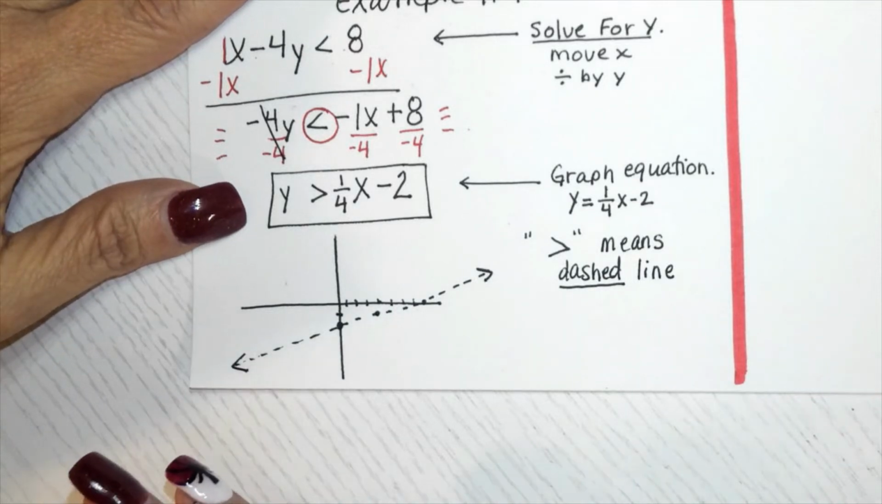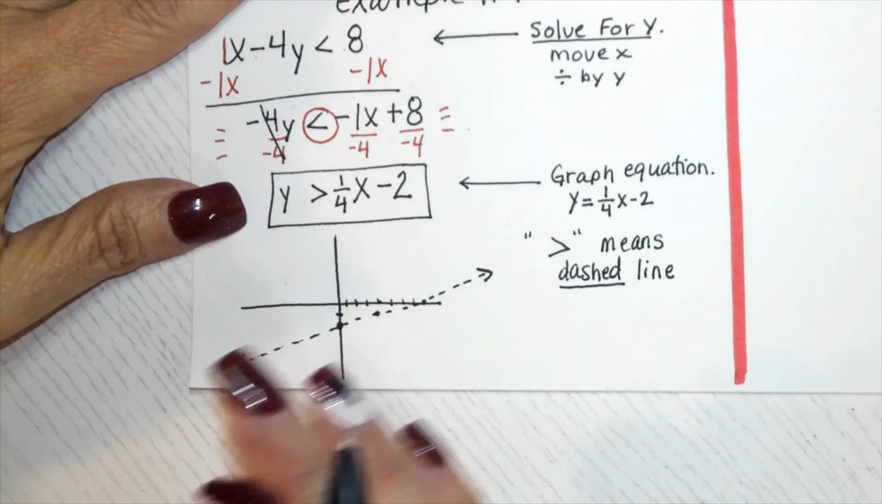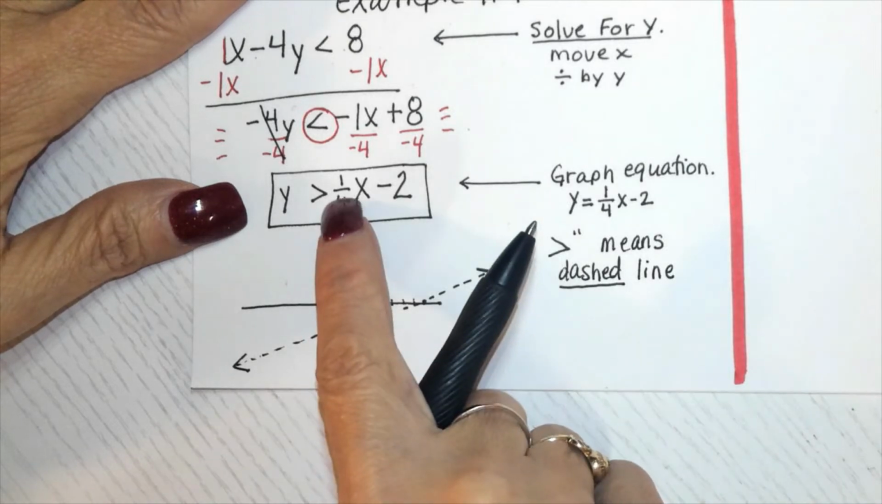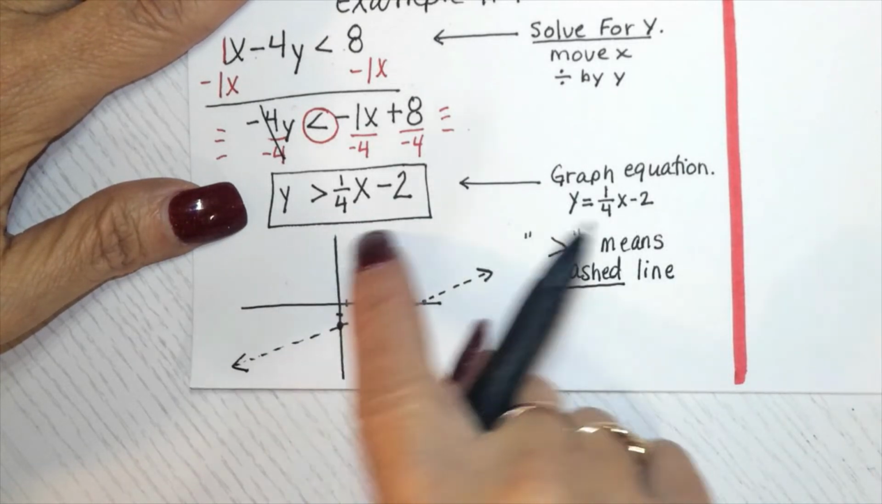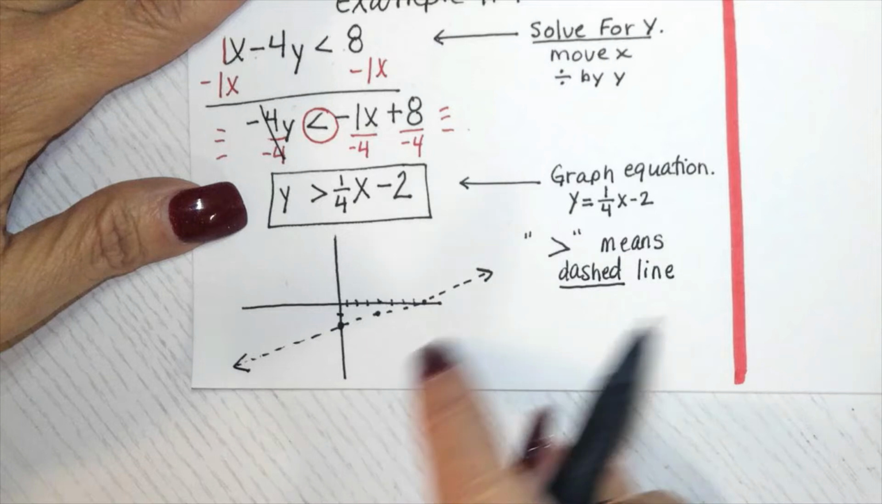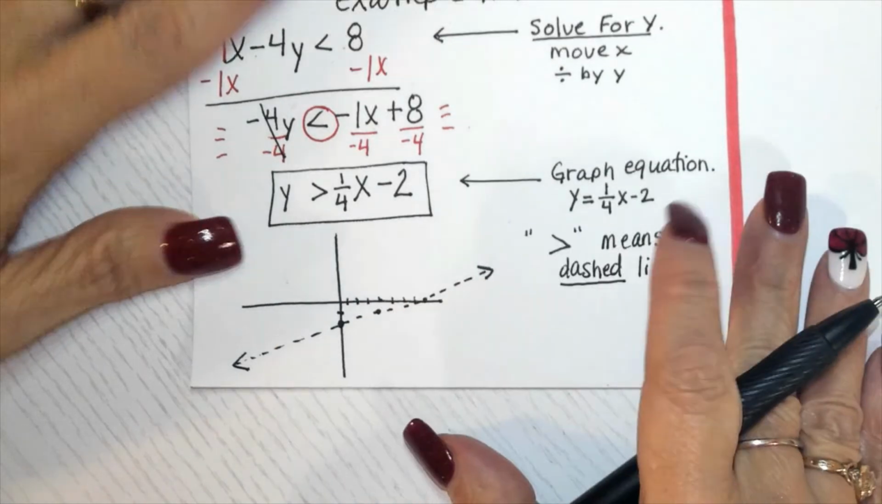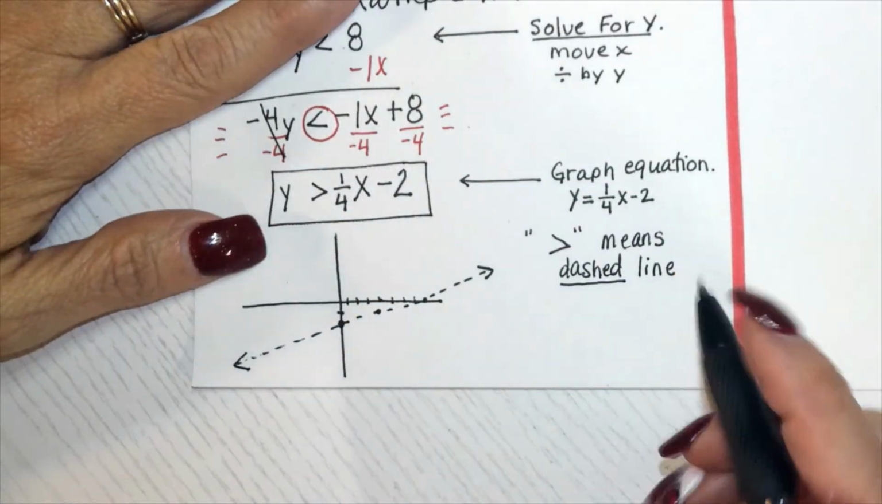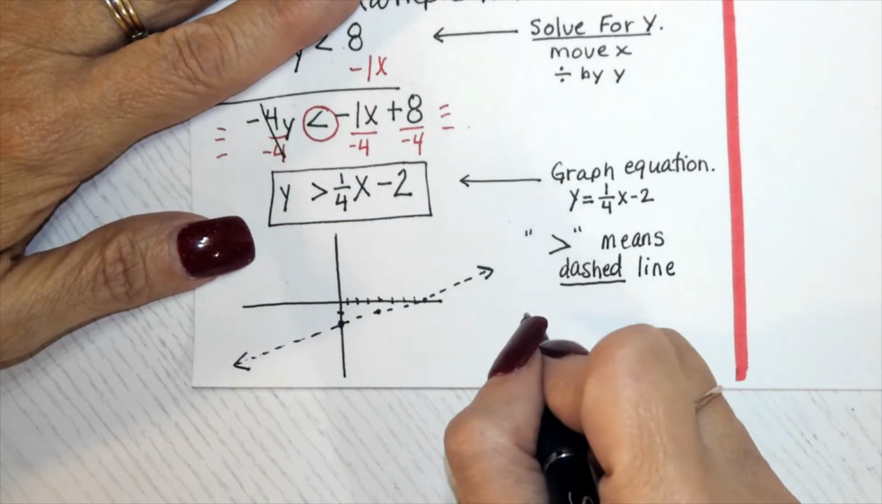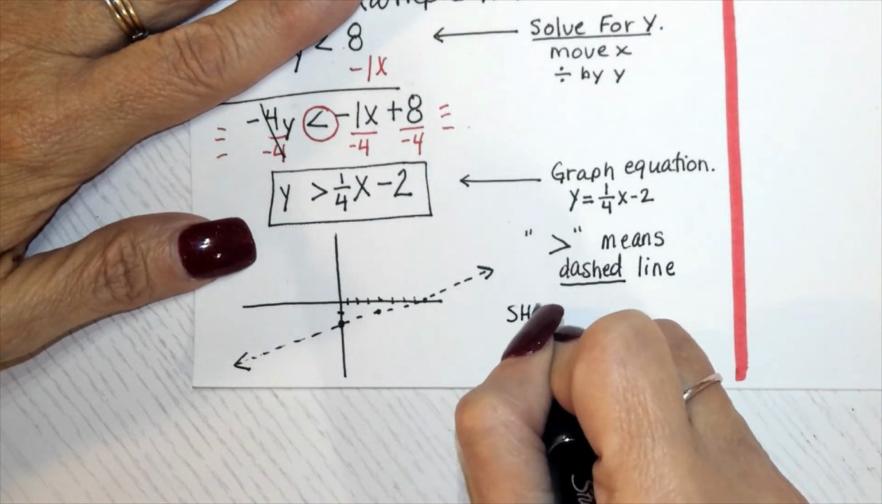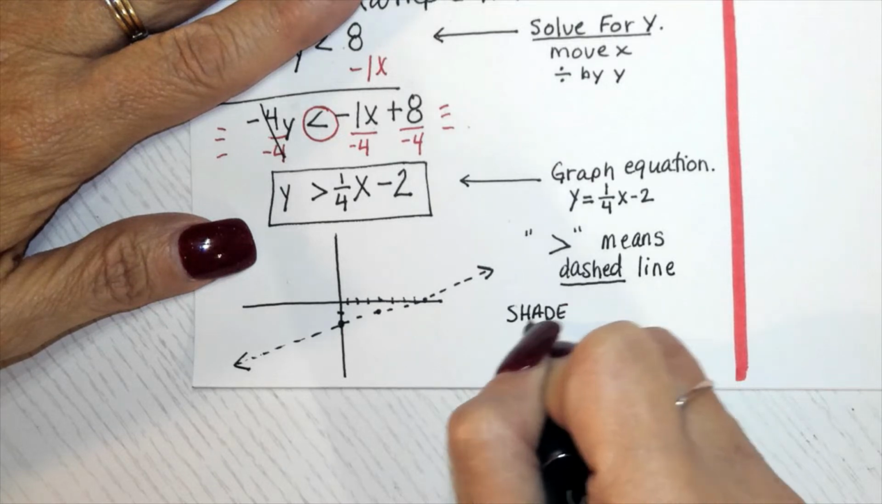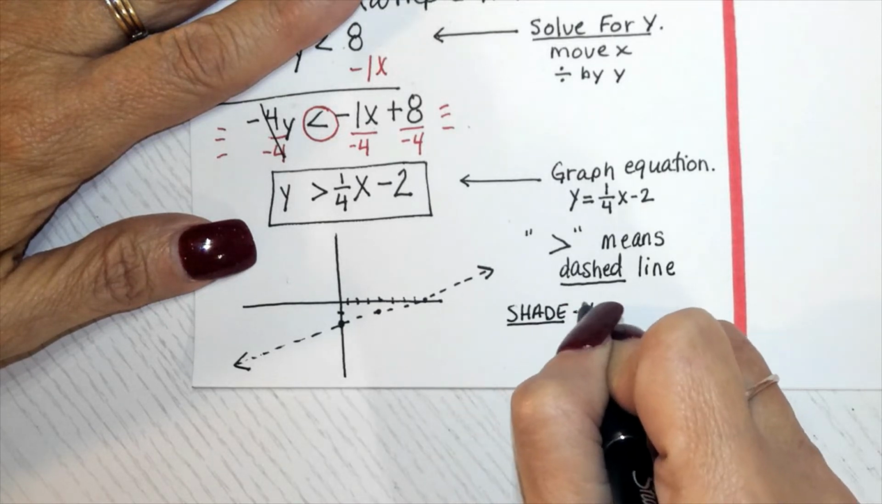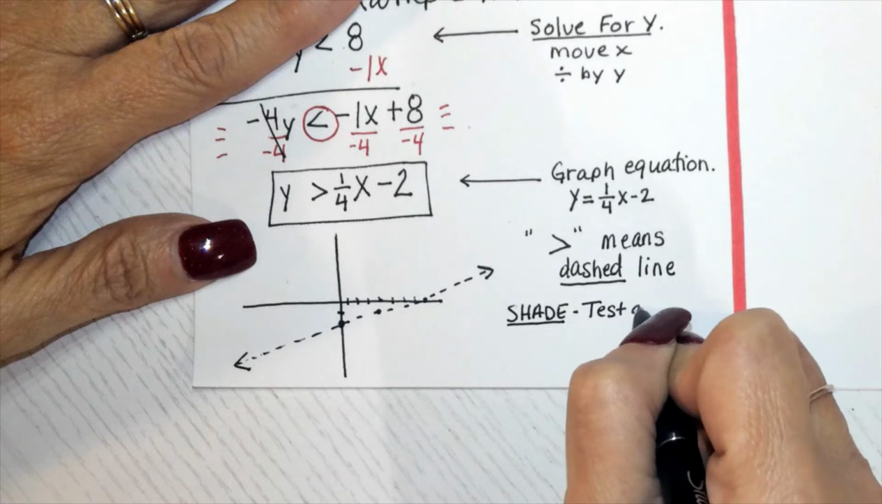All right, we're almost done. Now, we've got it graphed. It's a dashed line. We just have to figure out, is it all the points up here or is it all the points down here? Because it's not an equal, it means it's an area. It's either all this or all this. So now you have to do what we call the shading.